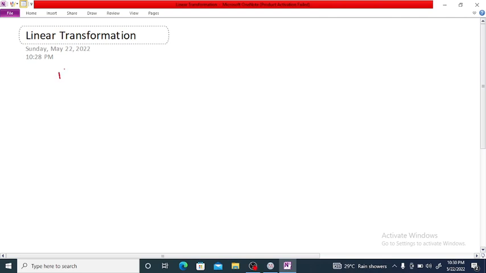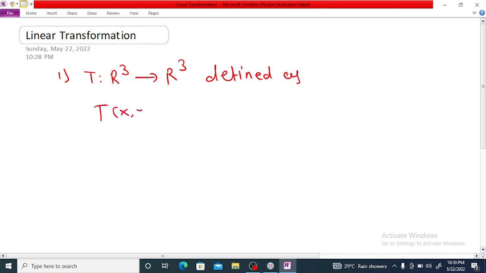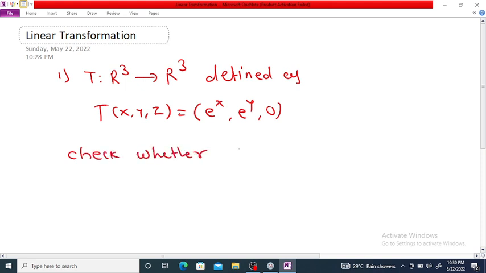Example number 1. Let T be a mapping from R cube to R cube defined as T of x, y, z is equal to e raised to x, e raised to y, 0. Check whether T is a linear transformation.